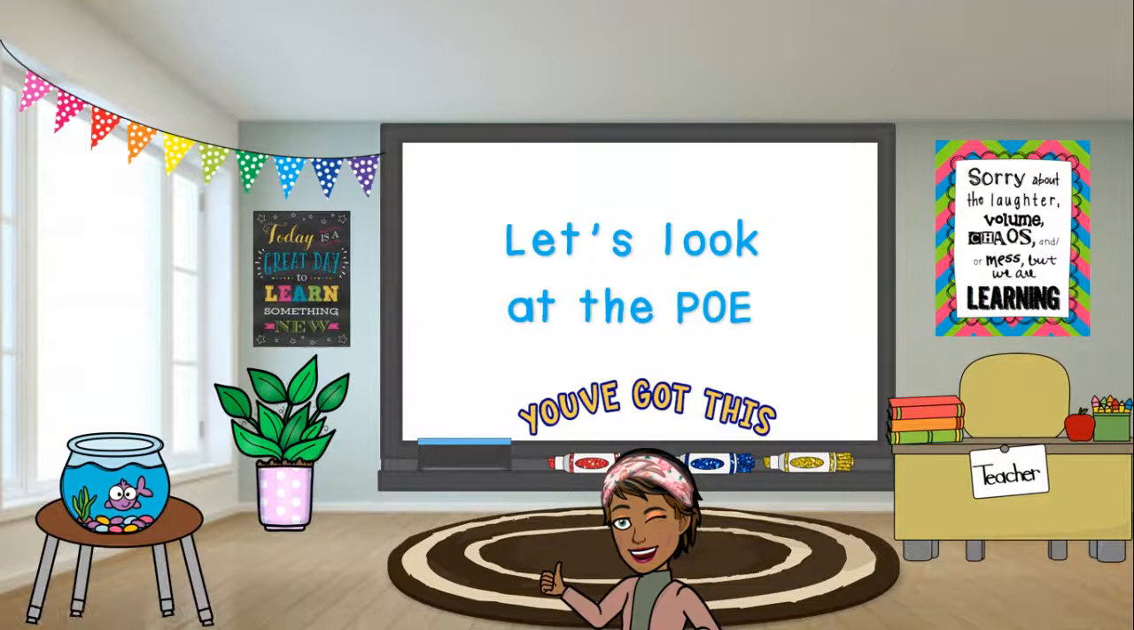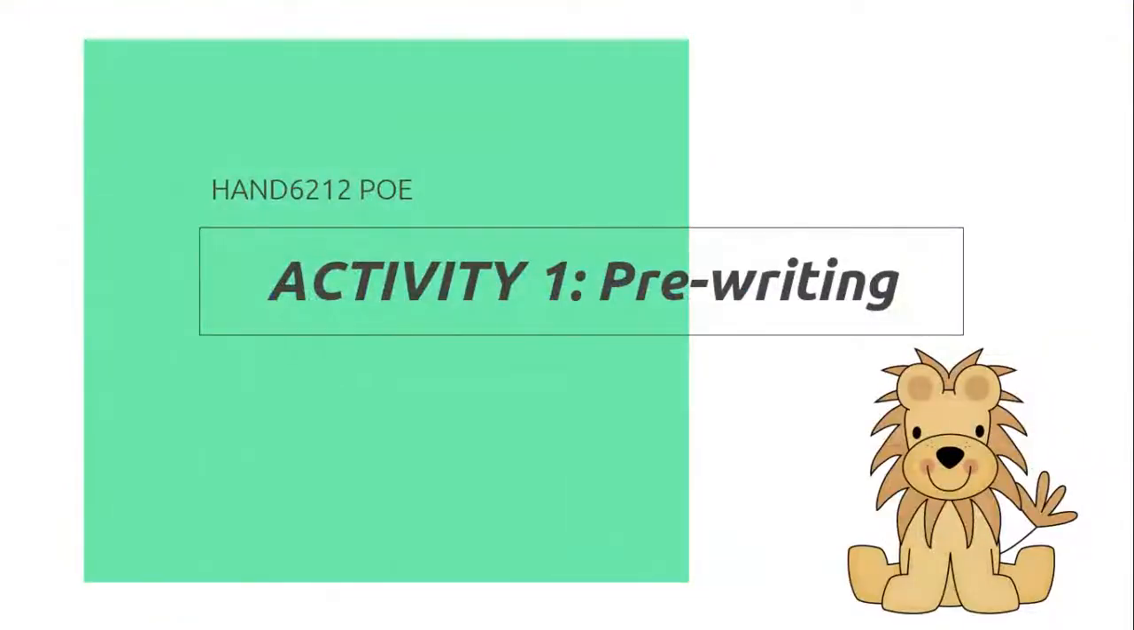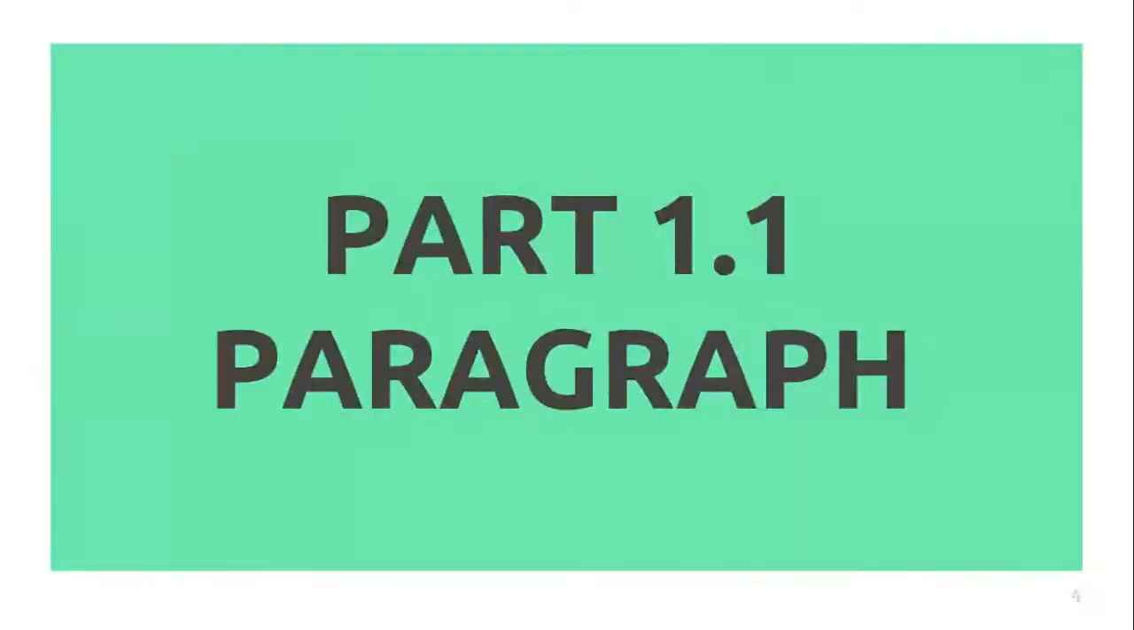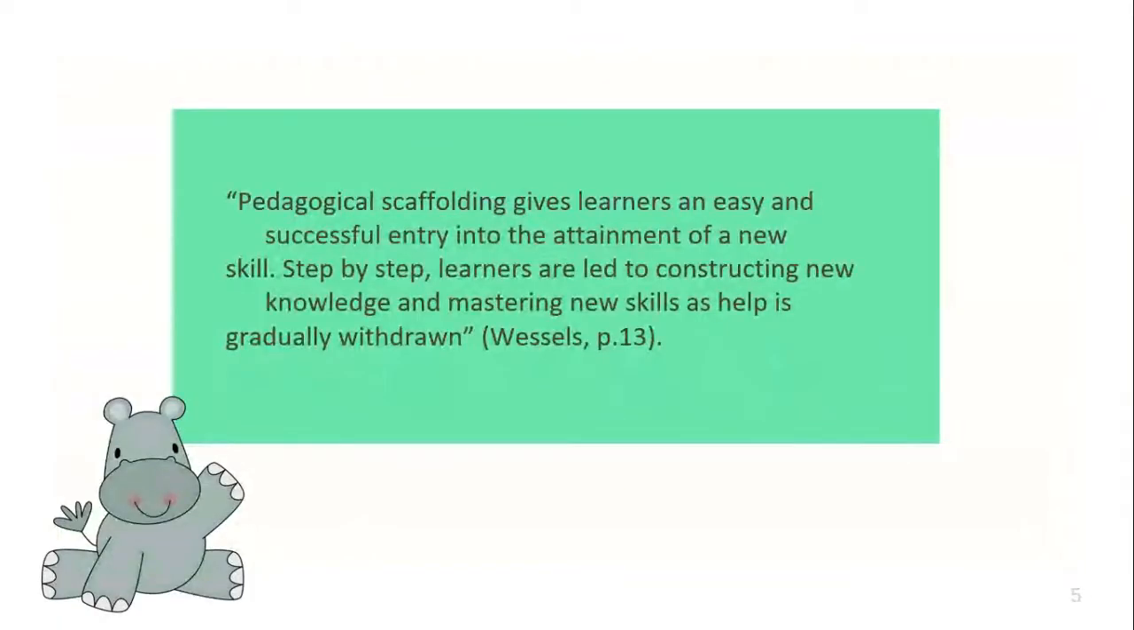Online classroom. Today we're looking at the POE and we're going to start with Activity 1, the pre-writing program. There are two parts to this POE. The first is a paragraph and the second is a pre-writing program for the grade R year. Part 1 is a short paragraph.